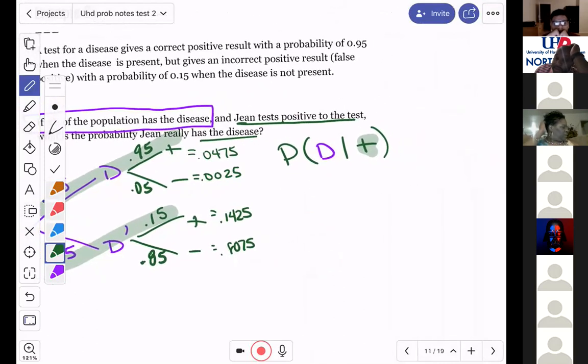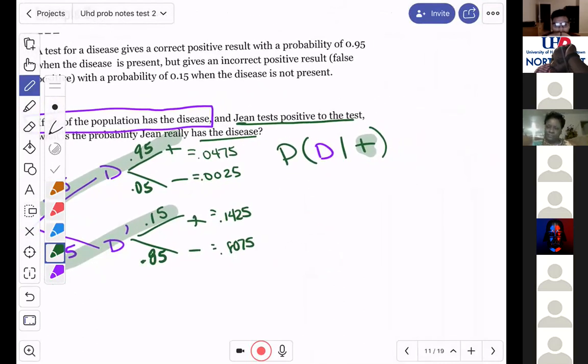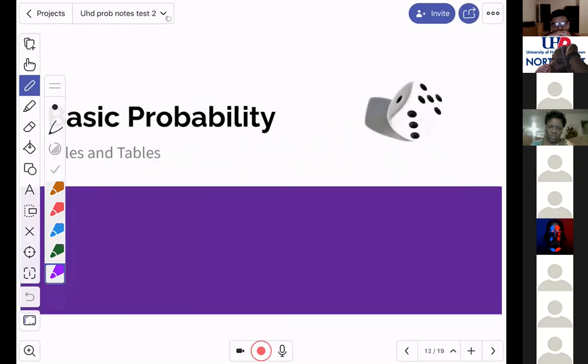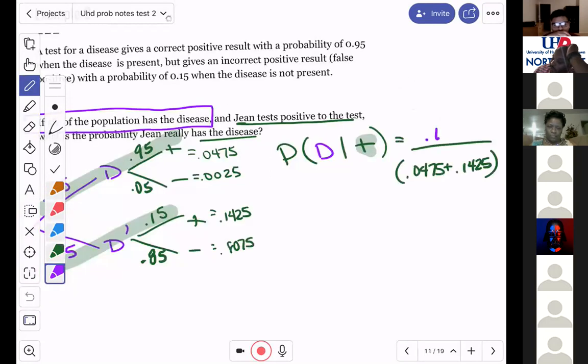And now all we have to do is this. Remember, restrict our denominator. Who's in the denominator? What people am I looking at in the denominator? 0.1425 plus 0.0475. My positive branch people, right? Now, who goes on top? 0.0475. The people that tested positive and actually have the disease.